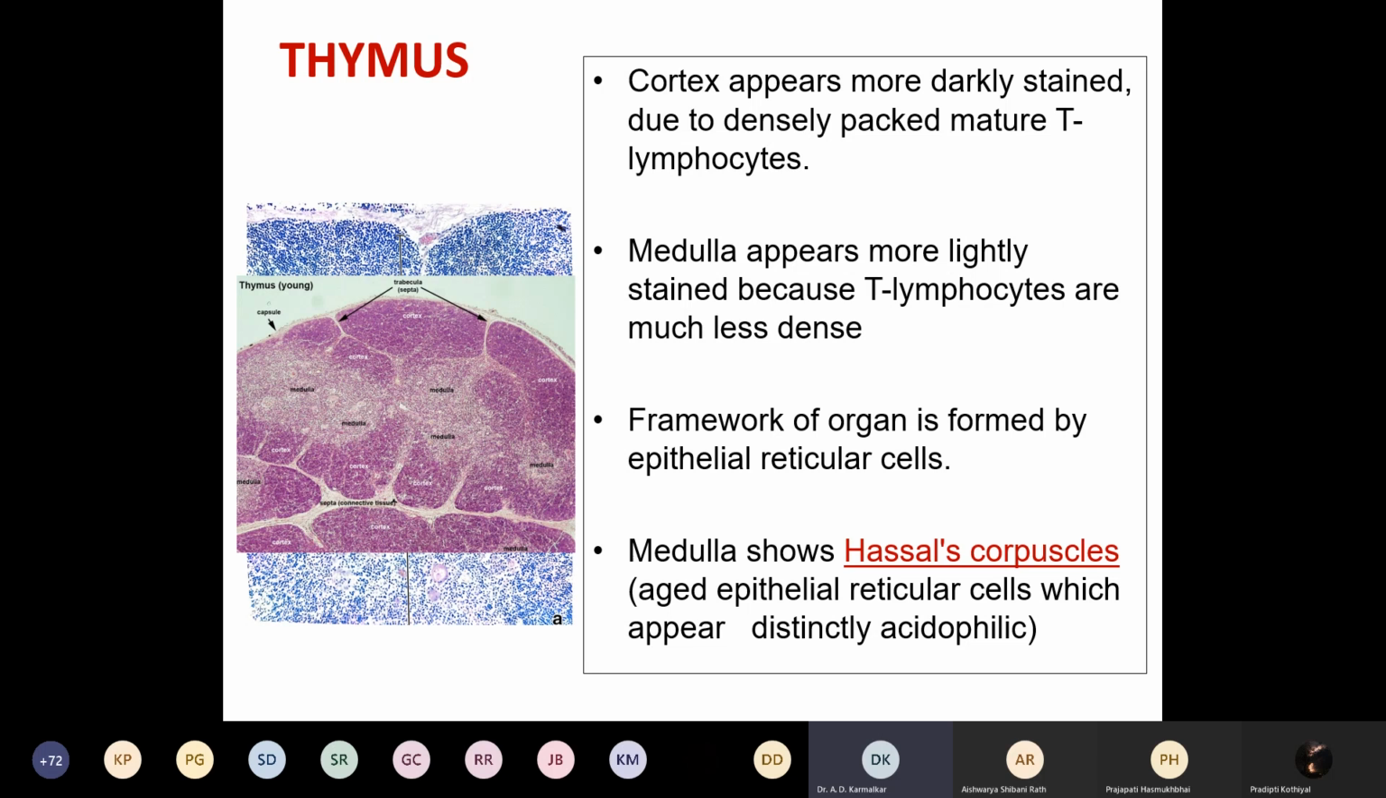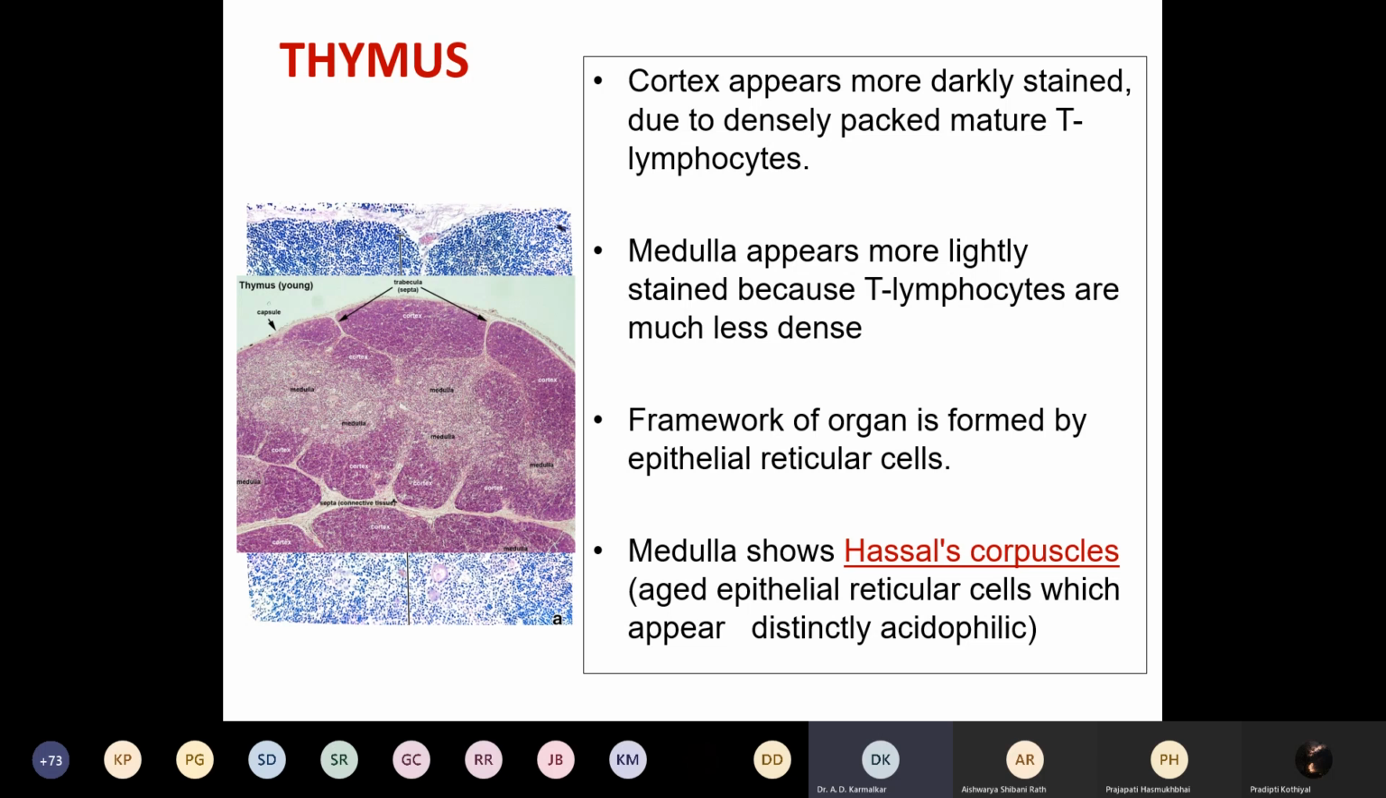Now, as we know, the framework is formed by the epithelial reticular cells. One of the characteristic features of this slide, the identification feature, is the Hassall's corpuscles. We'll see what these Hassall's corpuscles are. These are nothing but the degenerated or aged epithelial reticular cells, which are eosinophilic and darkly stained, seen in the center. I'll show here. Yeah. Now you can see these are also called thymic corpuscles. These are the Hassall's corpuscles, which are aged or degenerated epithelial reticular cells.